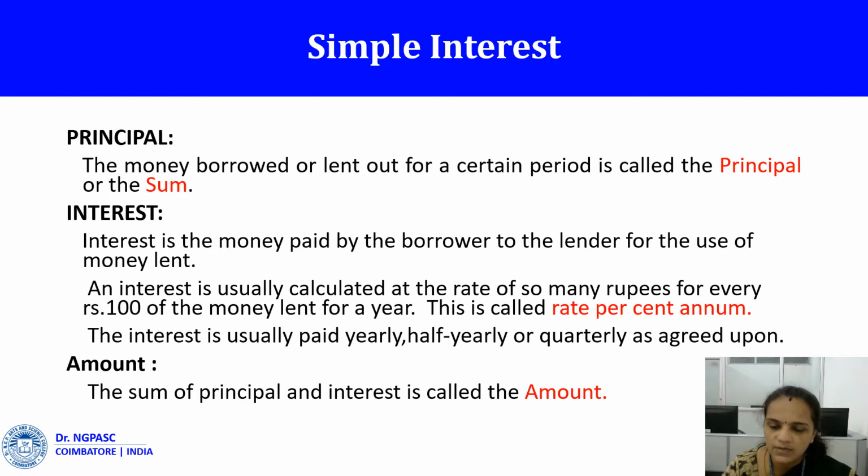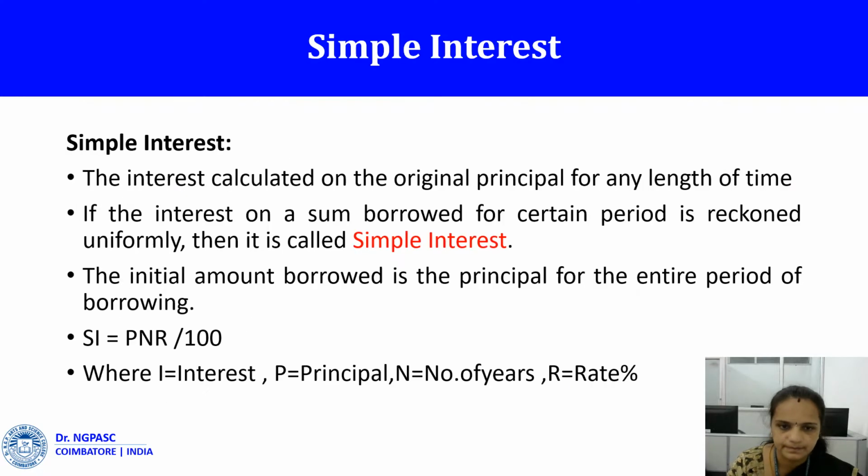Amount is nothing but the sum of principal and interest. The 100 rupees which we lent or borrowed, plus the extra amount we paid or got, which is the interest. Principal plus interest is known as amount. Simple interest is calculated on the original principal for any length of time. That is, what we lent or borrowed in the beginning. For example, we are lending 1,000 rupees. Interest is calculated on the 1,000 rupees principal throughout the time. That is known as simple interest.